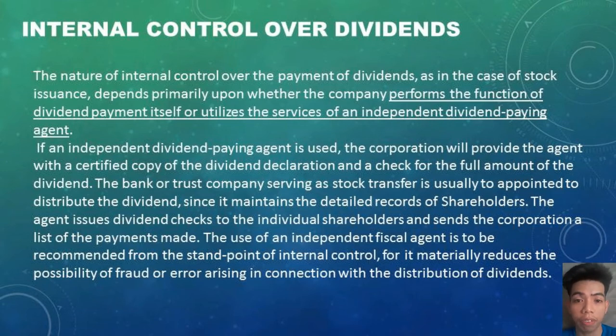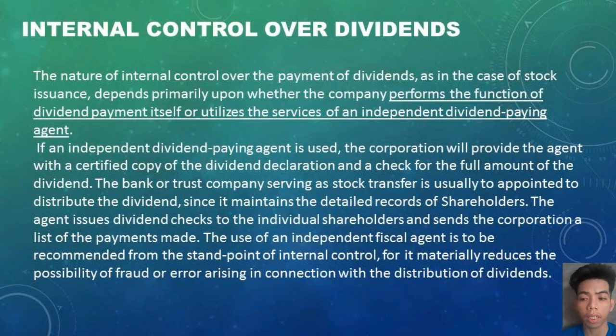Internal control over dividends. The nature of internal control over payment of dividends, as in the case of stock issuance, depends primarily upon whether the company performs the function of dividend payment itself or utilizes the services of an independent dividend paying agent. If an independent dividend paying agent is used, the corporation will provide the agent with a certified copy of the dividend declaration and a check for the full amount of the dividend.